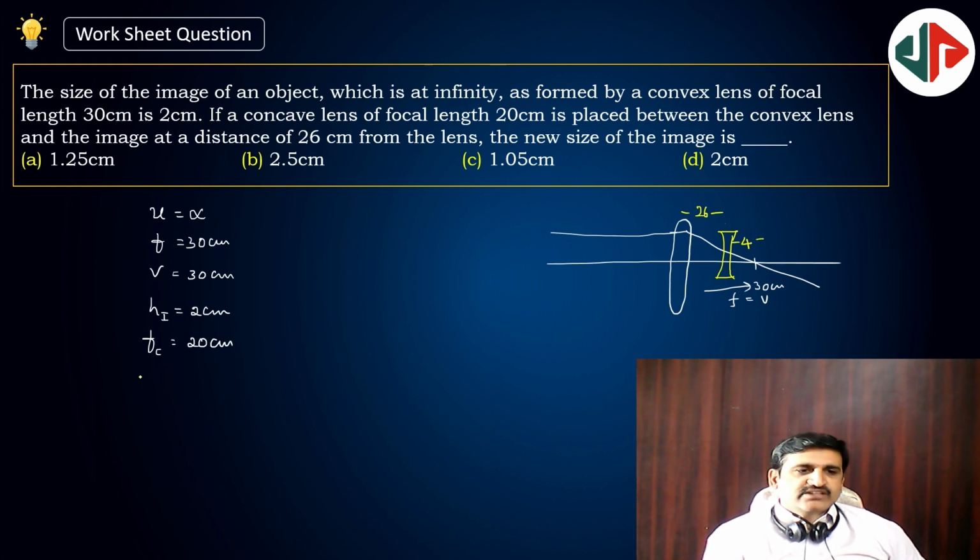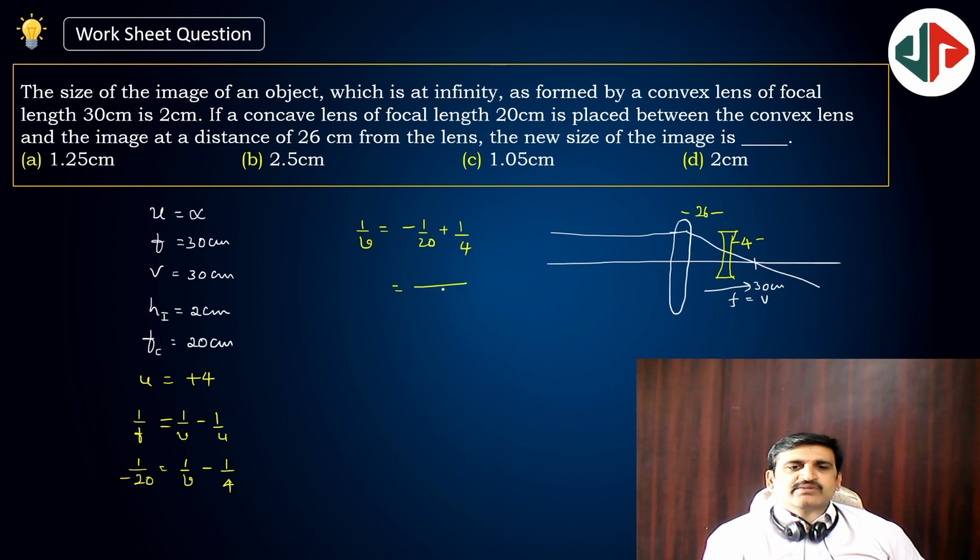That means object distance is equal to plus 4 for the lens. And he is asking the new size of the image. Okay, then 1 by f is equal to 1 by v minus 1 by u. 1 by f is 1 by minus 20, equal to 1 by v minus 1 by u, where u value is plus 4 only, and I want to have 1 by v. 1 by v is equal to minus 1 by 20 plus 1 by 4.